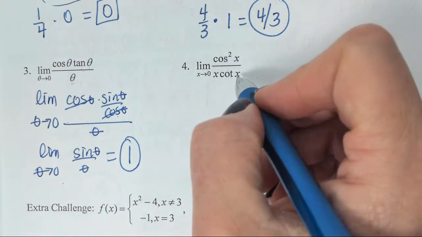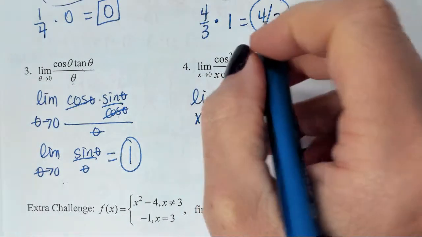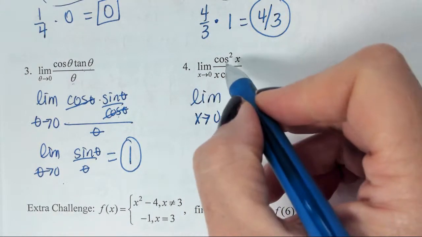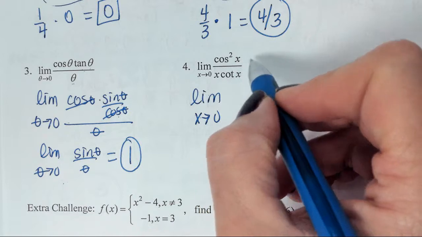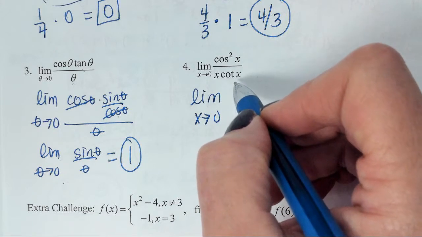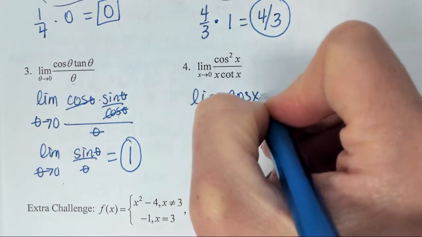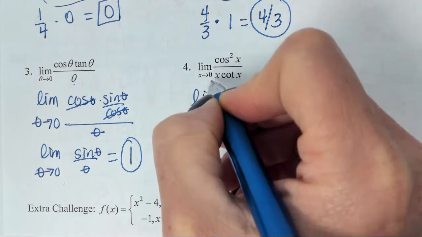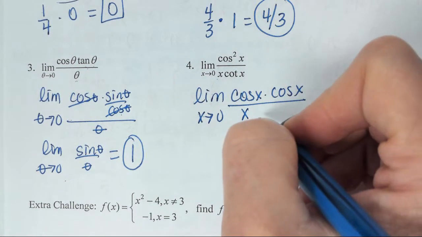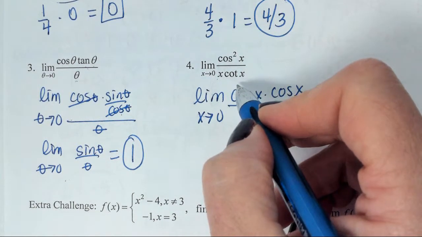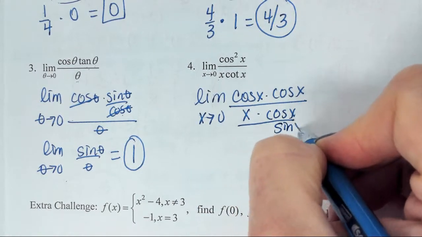Okay, let's look at the next one. This one's a little tricky too. If I try to plug in, I'm going to get 0 over 0. Take my word for it, you will. Actually, in this case, the cosine of 0 is 1, so you get 1 over 0, but you still have to do some more work with this one too. So let's talk about how you would do that. Cosine squared is cosine times cosine. I have an x. Cotangent. Do you know what cotangent is in terms of sine and cosine? All right, so this is going to be cosine over sine.